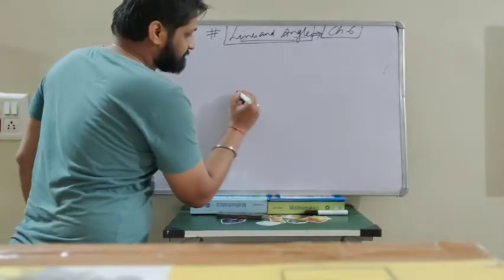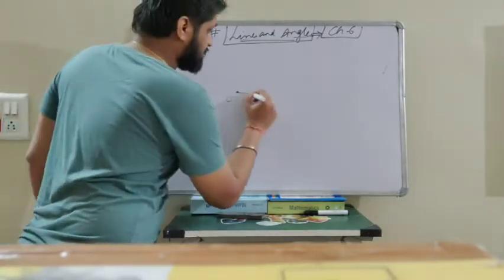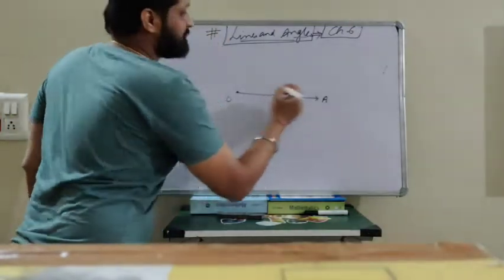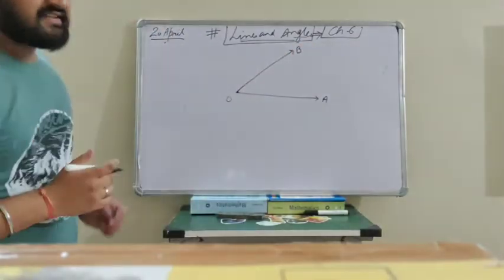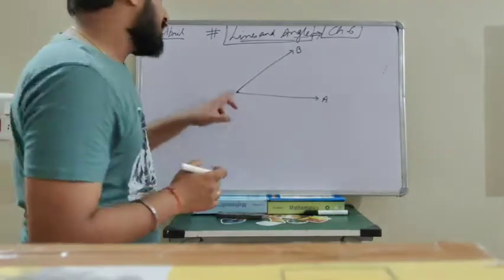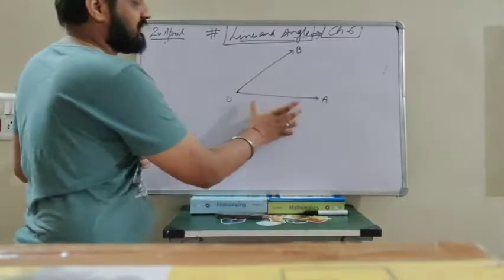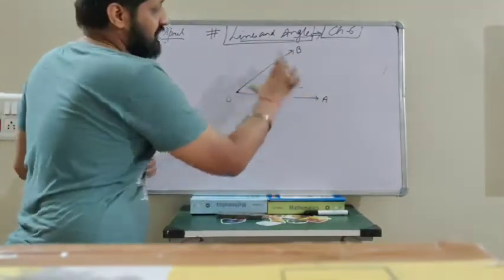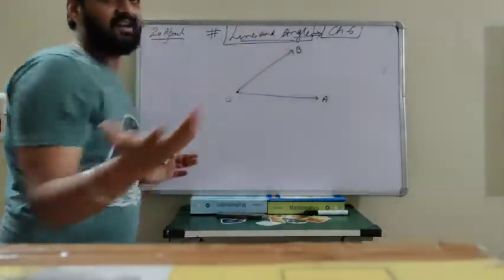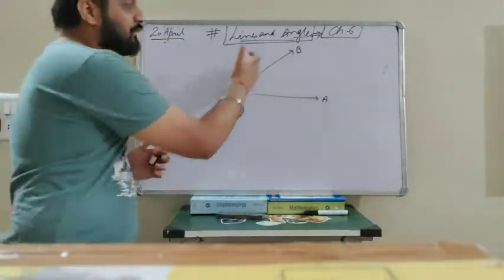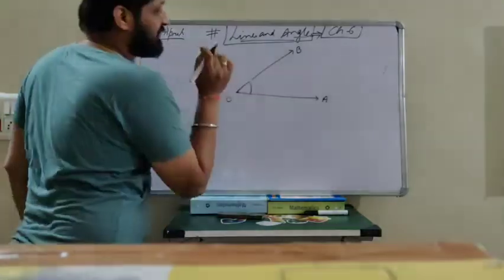Basically, this is one endpoint that is considered as O. This is our first ray, that is OA. This is our second ray, that is OB. When 2 rays are joined by a common endpoint, we can say from the common endpoint 2 rays are extending, that makes an angle.